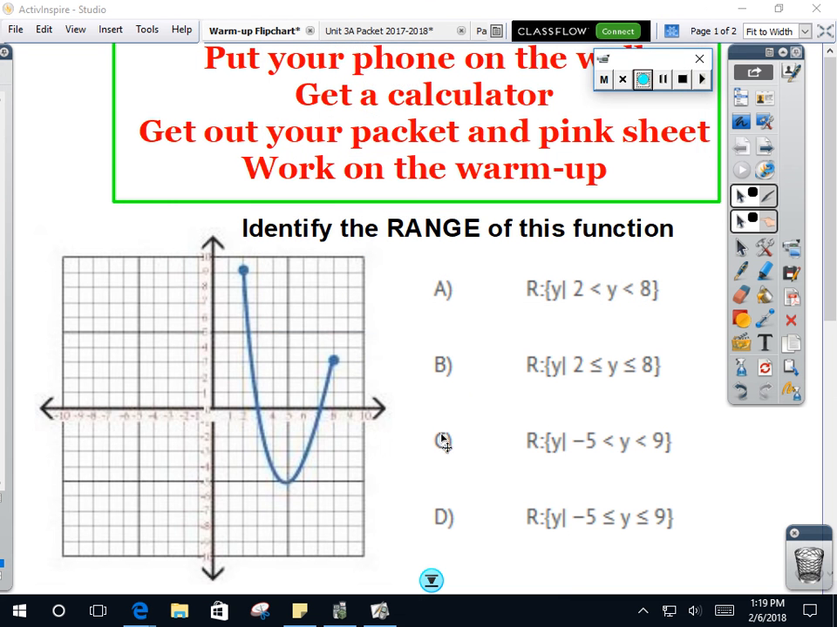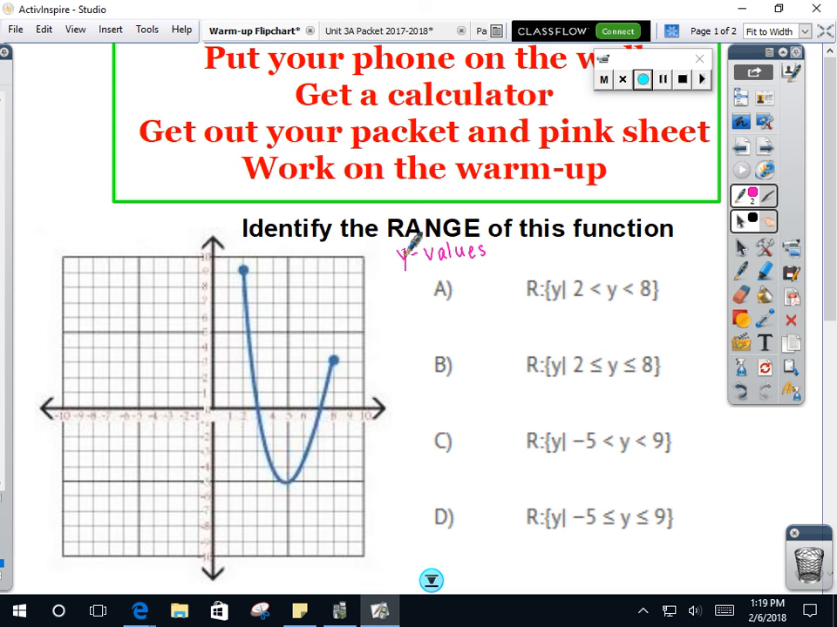Okay, here we go. Identify the range of this function. Well, whenever they tell you to identify the range, you immediately focus in on what? The y values. Now, you'll notice in all of your choices that there are two numbers with y's in between them. You have to decide which numbers are right first, and that will eliminate two of the choices.